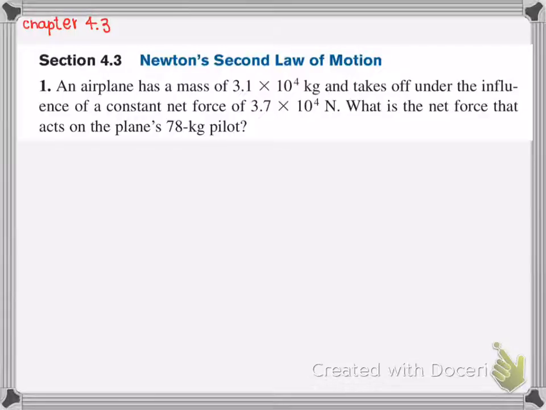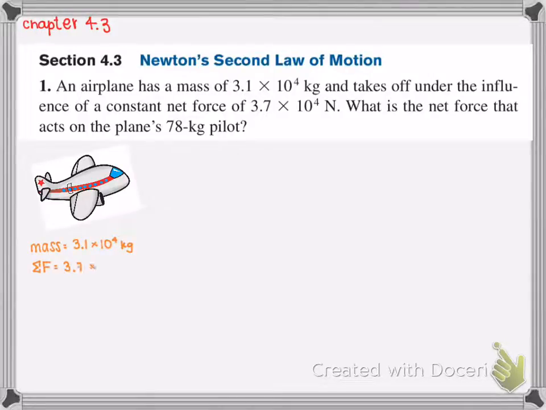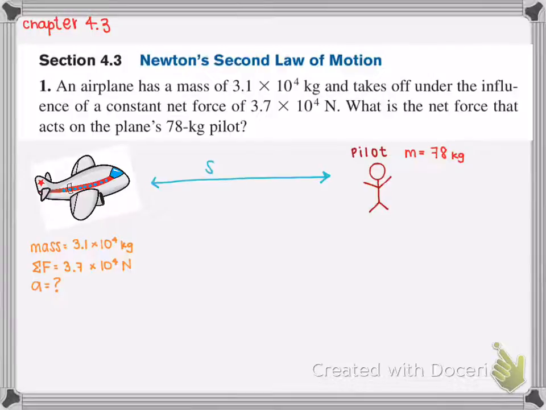The reason why the pilot is going to have a different net force than the plane is because it wouldn't make sense for the pilot to have such a big net force. So we have the mass and we have the net force of the plane, and we also have the mass of the pilot. Since they're traveling in the same direction and they have the same displacement and they have the same velocity, we know that they have the same acceleration.